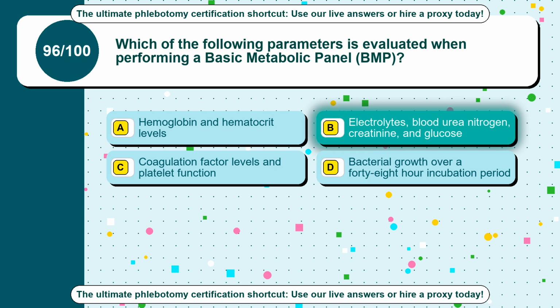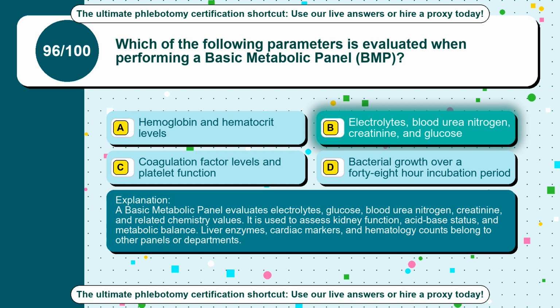The correct answer is option B, electrolytes, blood urea nitrogen, creatinine, and glucose. A basic metabolic panel evaluates electrolytes, glucose, blood urea nitrogen, creatinine, and related chemistry values. It is used to assess kidney function, acid-base status, and metabolic balance. Liver enzymes, cardiac markers, and hematology counts belong to other panels or departments.